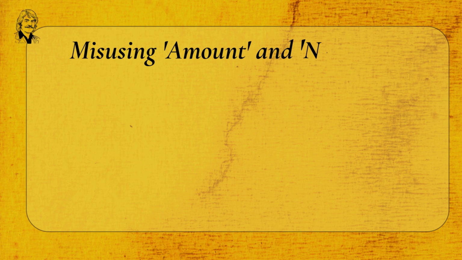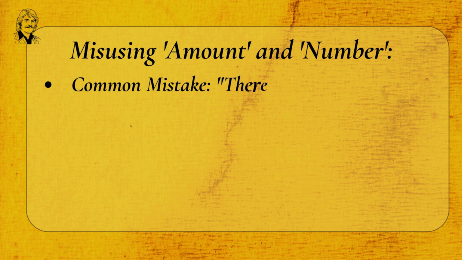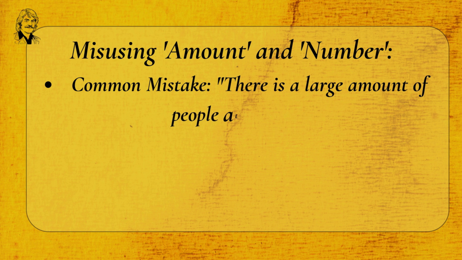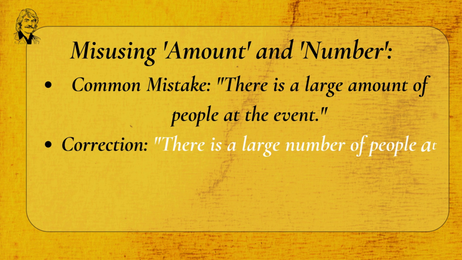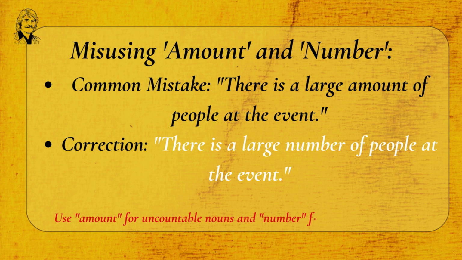Misusing amount and number. Common mistake: there is a large amount of people at the event. Correction: there is a large number of people at the event. Use amount for uncountable nouns and number for countable nouns.